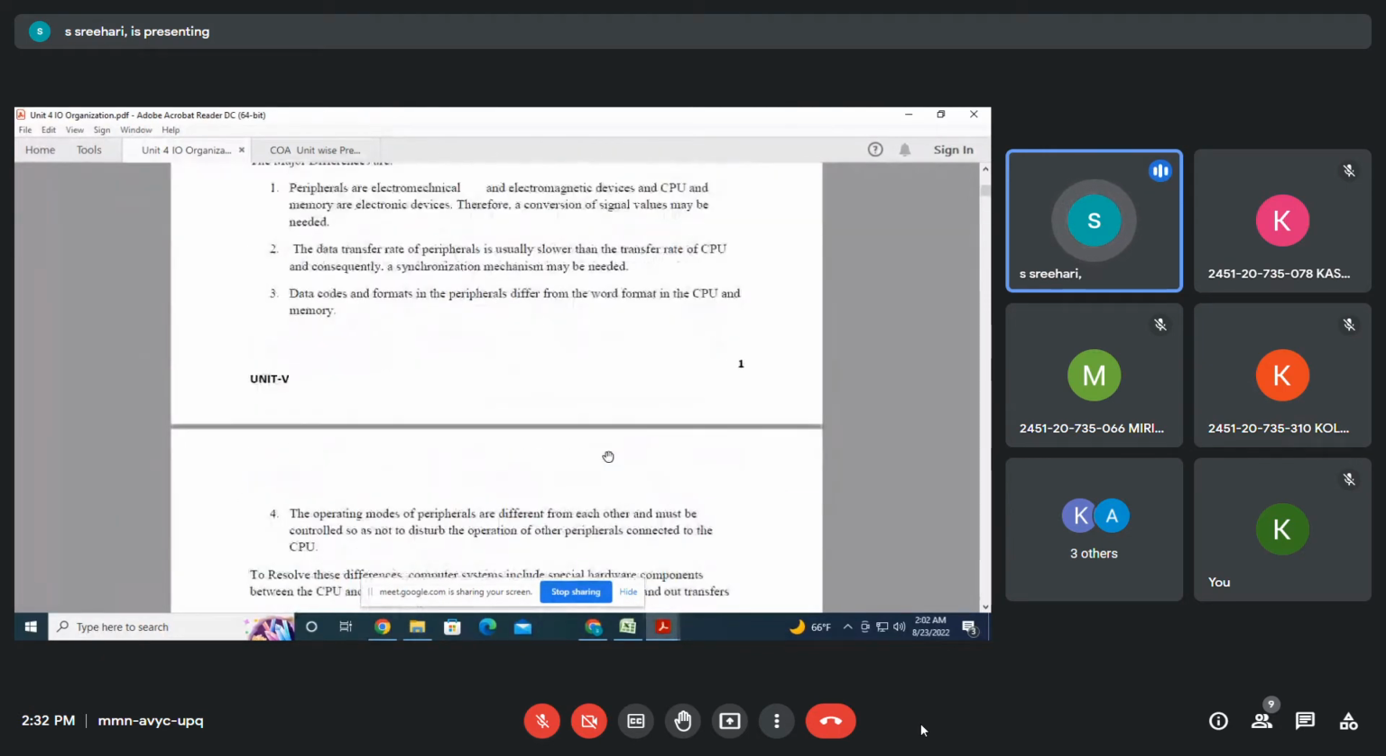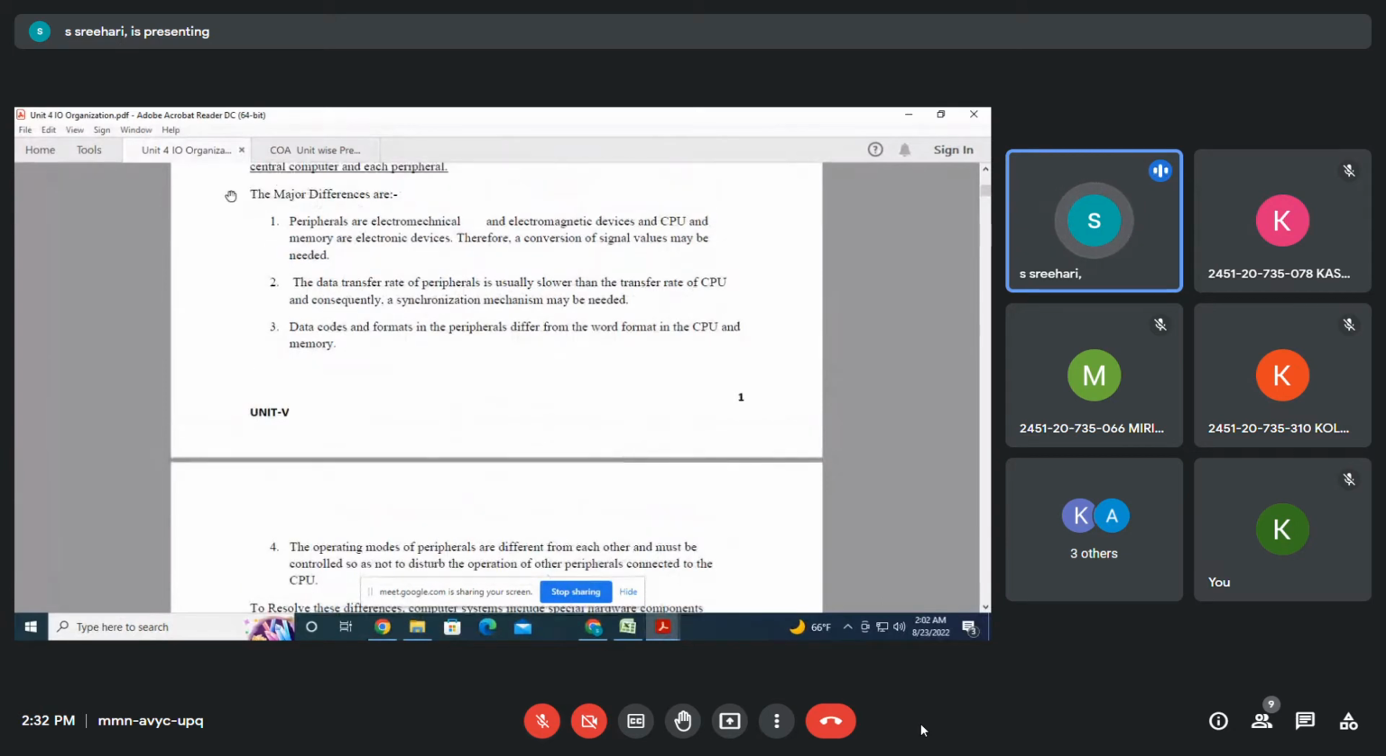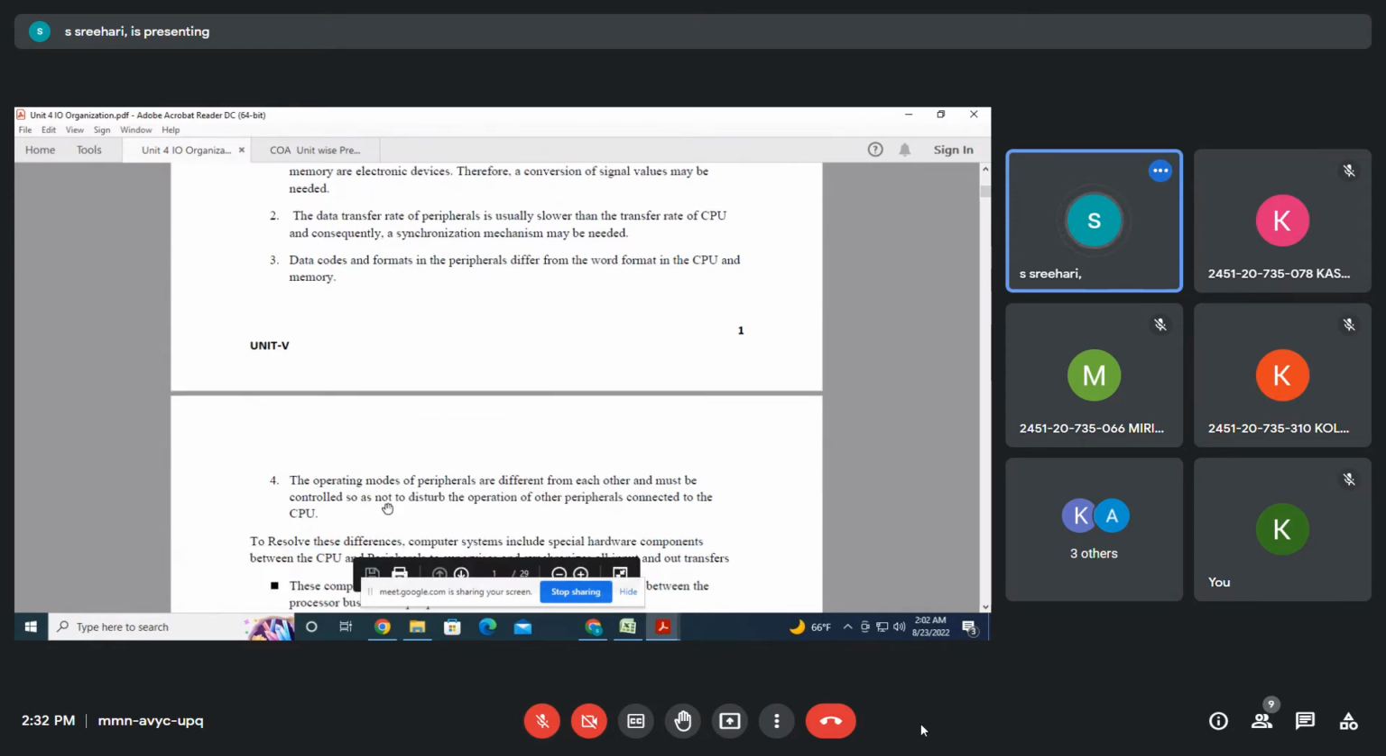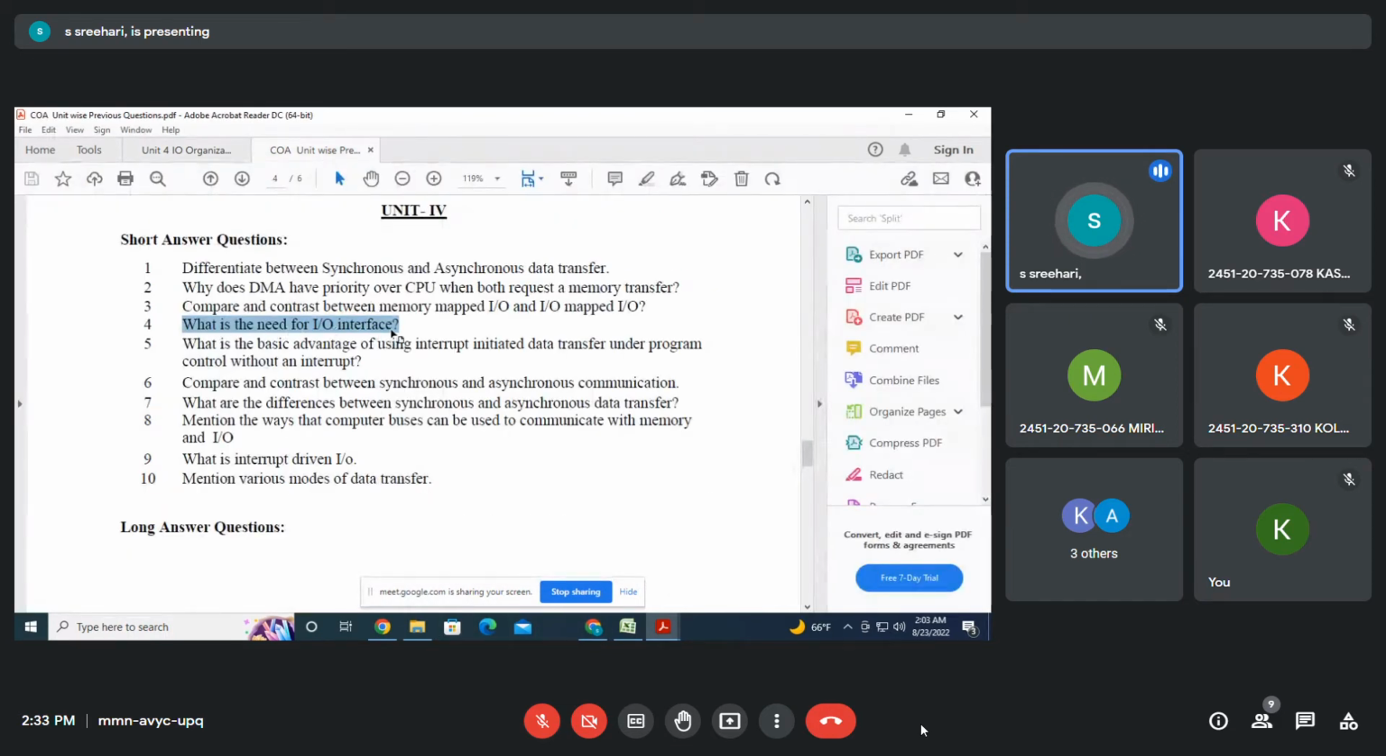I'm telling you to write, I already told this is for the need, what are the requirements of a peripheral device, right? Why it is required: this is for conversion of signal values, right? One more is for the synchronization mechanism, and it is required for different formats, and the next is so as not to disturb other operations, right? This is the question they will ask: what is the need of an IO interface, why it is needed for IO interfacing circuits, right?